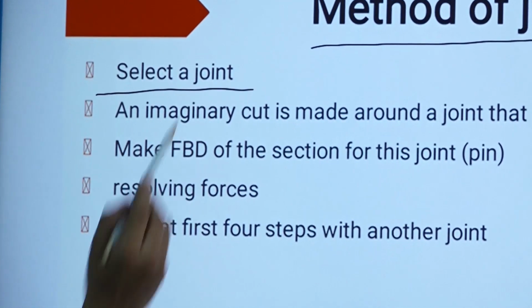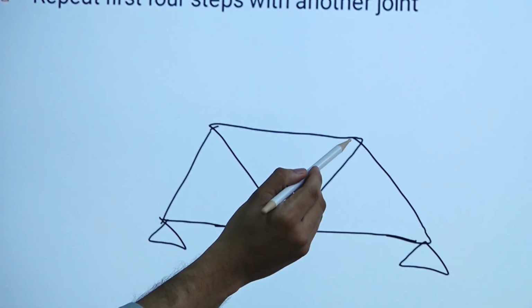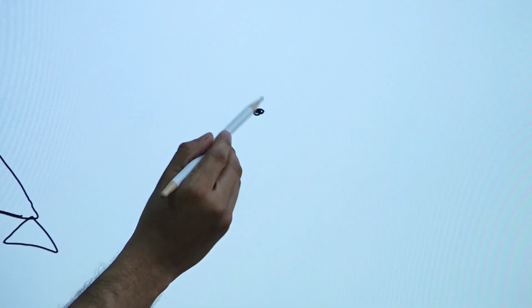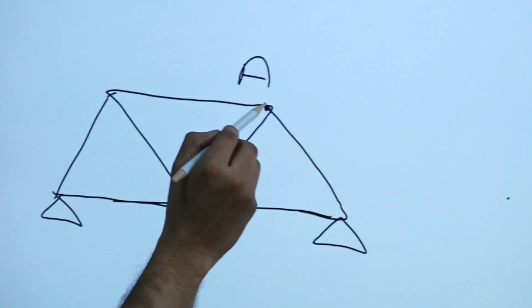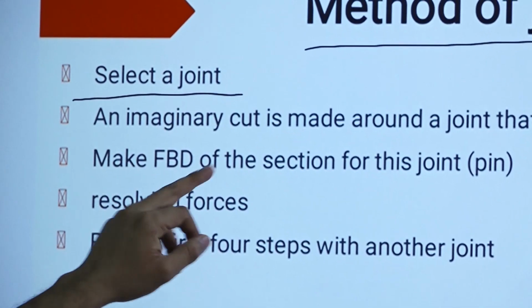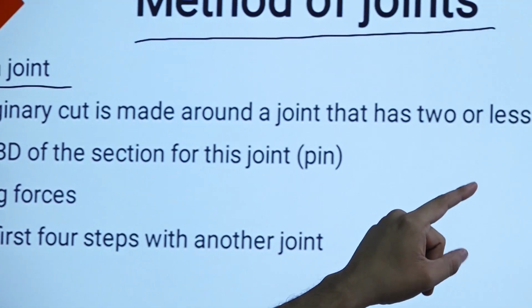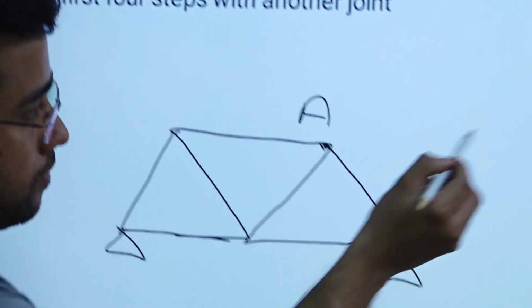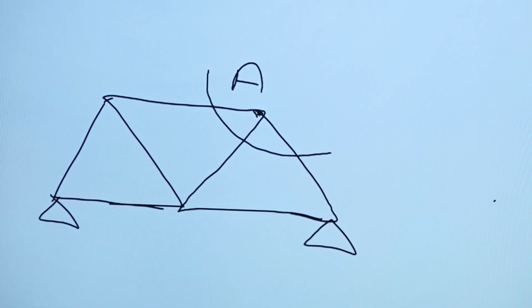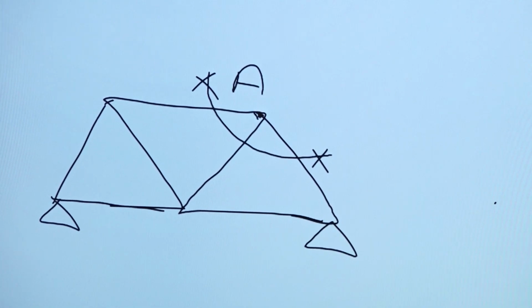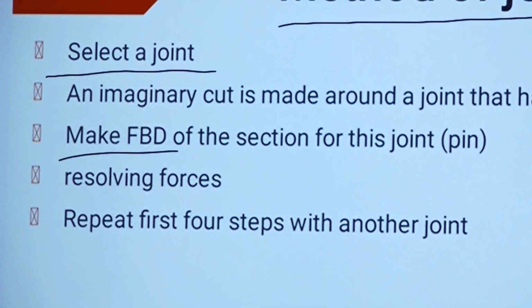The first step is to select a joint. Suppose we select this joint here. You just take this pin out and make a free body diagram of it. The second step is that an imaginary cut is made around a joint that has two or fewer unknown forces, or just take out the pin itself. So I took this pin out, made a cut and took out this pin separately. Now we have to make a free body diagram of this joint.